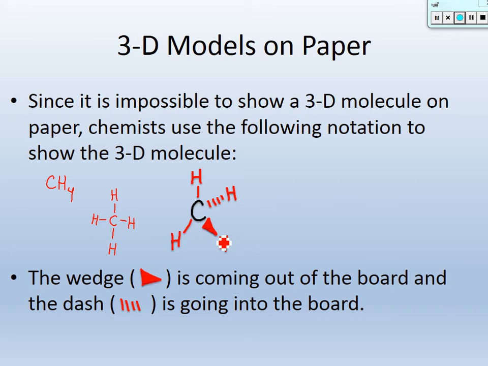So it's very difficult to represent three-dimensional molecules on the board. So anyway, that's how we'll do it. So a dashed line means what, guys? Going back into the board, and this wedge is coming out of the board.